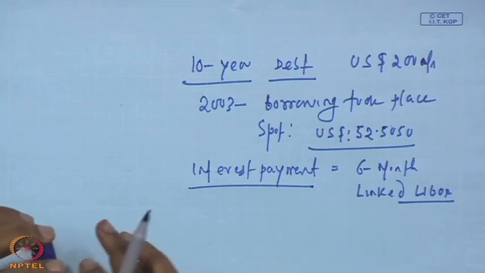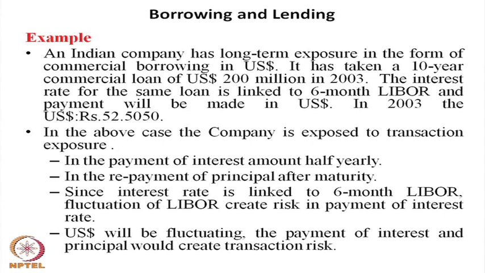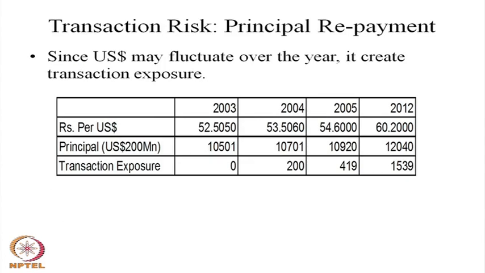So the payment will be made half yearly. So there will be risk. The payment linked to LIBOR will fluctuate, there is a risk. Here if you see, suppose in 2003, when the borrowing actually took place, that time the dollar rate was 52.50.